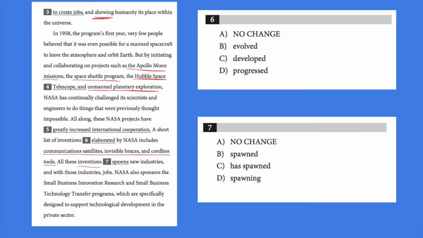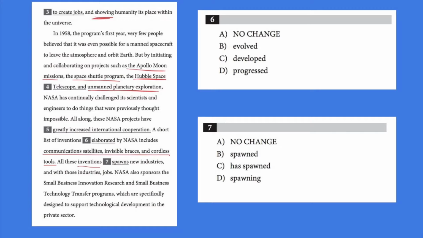Now let's read the sentence again to find the answer for question 6. A short list of inventions elaborated by NASA includes... Okay, so question 6 is asking about vocabulary, and for these types of questions, it's best just to plug in each answer choice and read the new sentence aloud. So we either have a short list of inventions elaborated by NASA, a short list of inventions evolved by NASA, a short list of inventions developed by NASA, or a short list of inventions progressed by NASA.